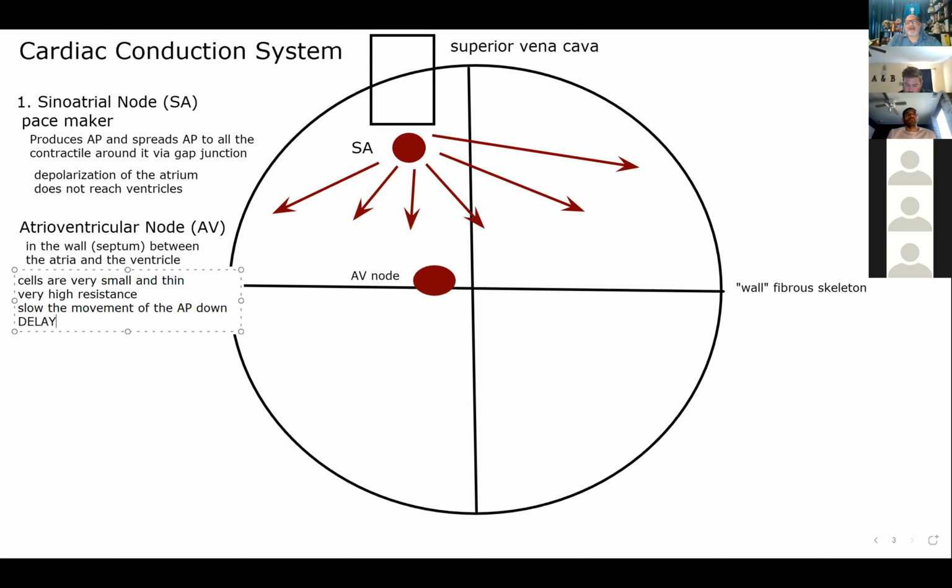Now, coming out of this AV node is a structure, a singular structure known as the bundle of His. Why is it called the bundle of His?